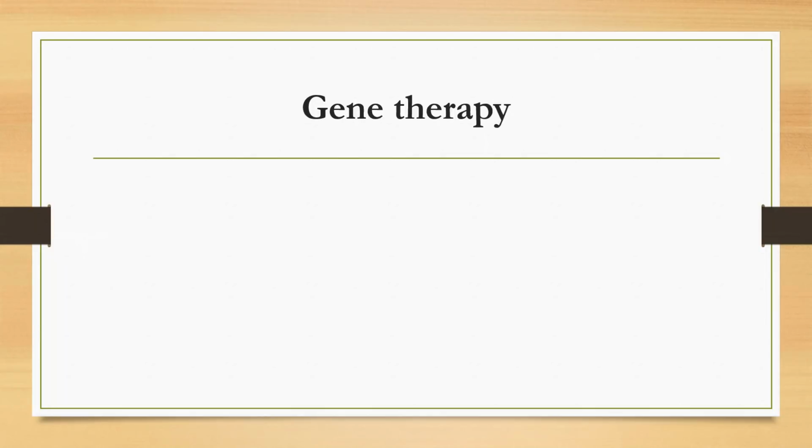So here the application of biotechnology or the recombinant DNA technology in the field of medicine, and that is gene therapy. Therapy means treatment, gene therapy. So gene therapy is mainly done for the treatment of genetic disorders. There are more than 6,000 types of genetic disorders found in human beings. The genetic disorders can be classified as gene disorders as well as chromosomal disorders.